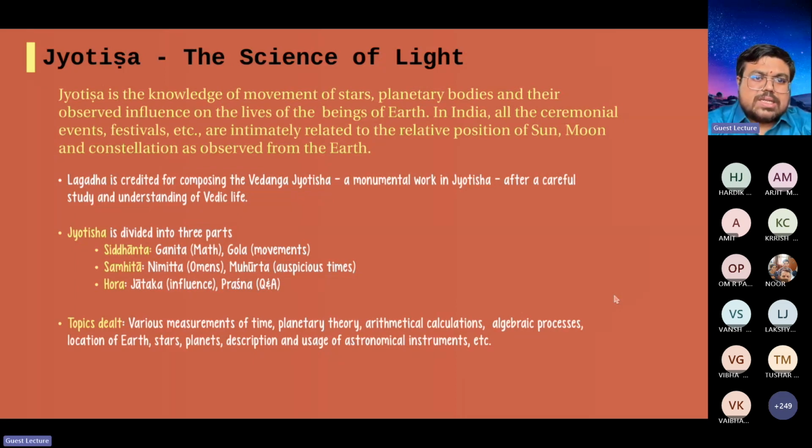The topics dealt in the Jyotisha range from one end to the other end of a beautiful spectrum. Various measurements of time are discussed. Planetary theories, how planets and stars are formed, etc. are discussed. Arithmetical calculations of the planetary motions, the nodal motions, the retrograde motions of Mercury and other planets as it looked from the Earth, and other things are computed very precisely. Algebraic processes, location of Earth in the vast cosmos, the stars, the planets, their descriptions and usage of astronomical instruments.